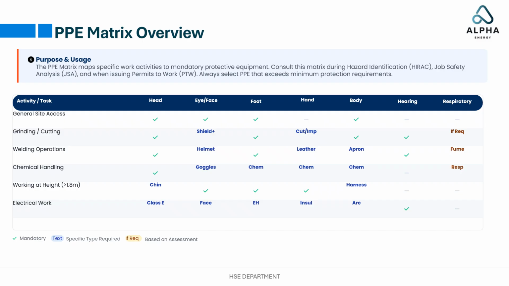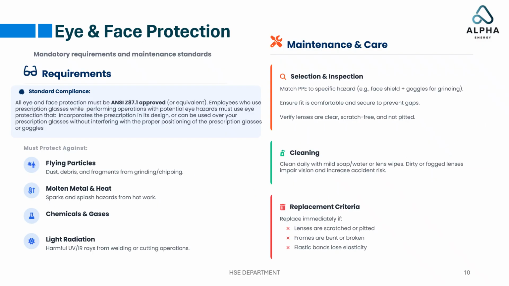protection based on assessment. Welding operations necessitate specialized gear like welding helmets, leather gloves, and aprons, along with fume-specific respiratory protection. For chemical handling, the matrix mandates chemical-resistant goggles, footwear, gloves, and body protection, supplemented by a respirator. Working at height, over 1.8 m, requires a chin strap for head protection and a safety harness for the body. Finally, electrical work demands highly specialized safeguards, including Class E head protection, face shields, EH-rated footwear, insulated gloves, and ARC-rated body protection.